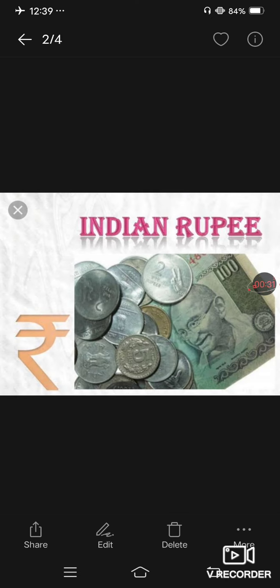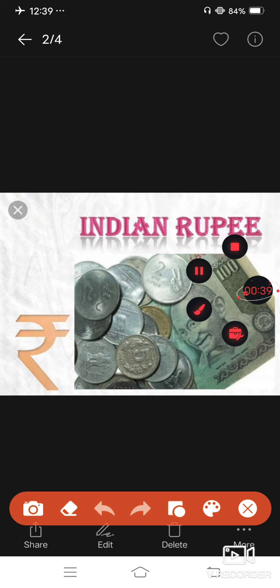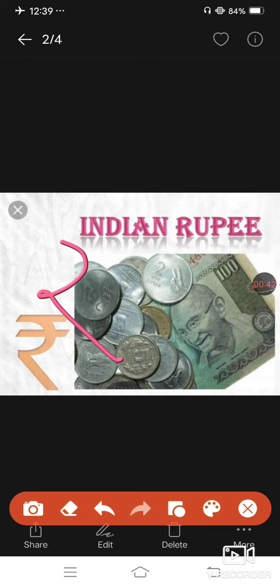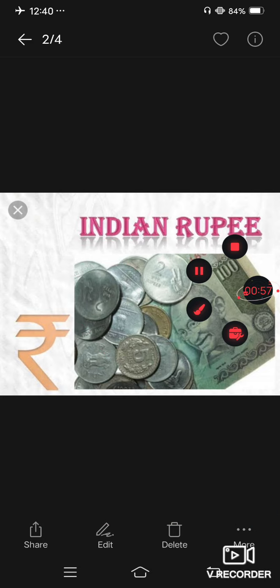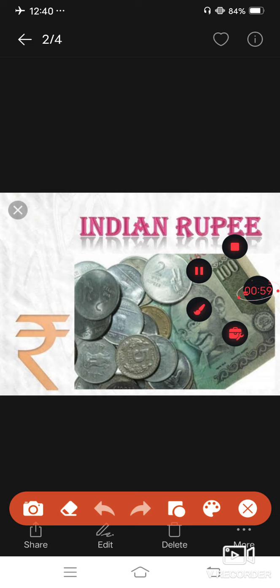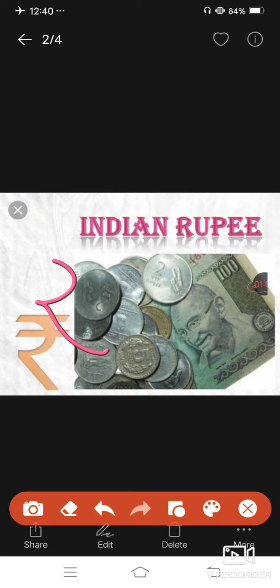To write the rupees symbol, we write "ra" in Hindi akshar, and then we have to put an equal to sign on the top. Okay, once again I am going to repeat that. To write the rupees symbol, first of all we have to write "ra" in Hindi akshar, then put an equal to mark on the top. This is the symbol of rupees.